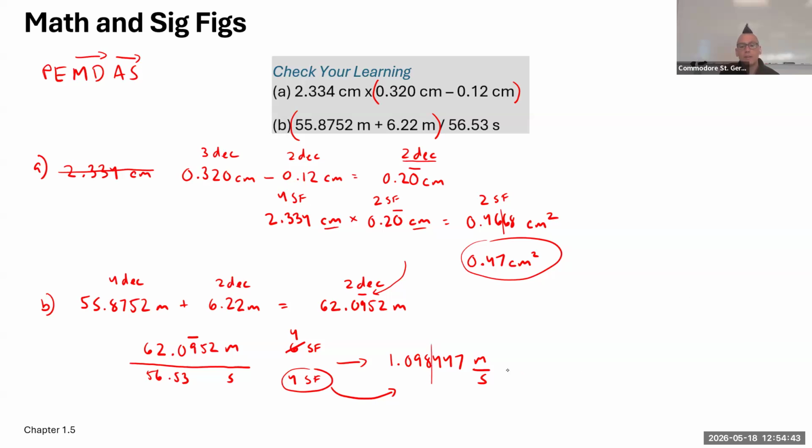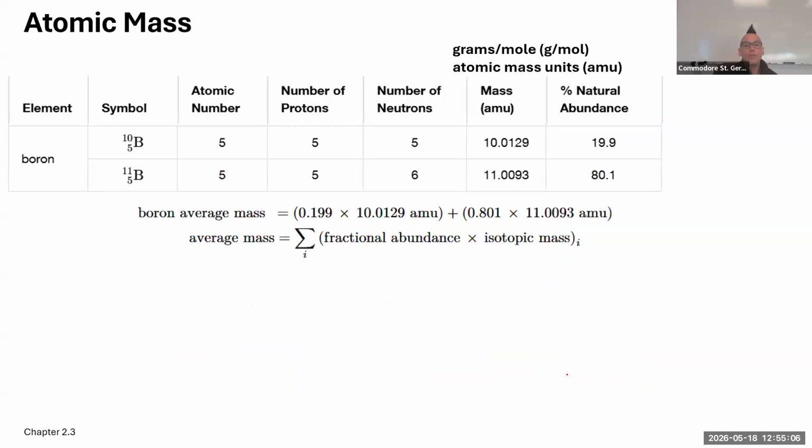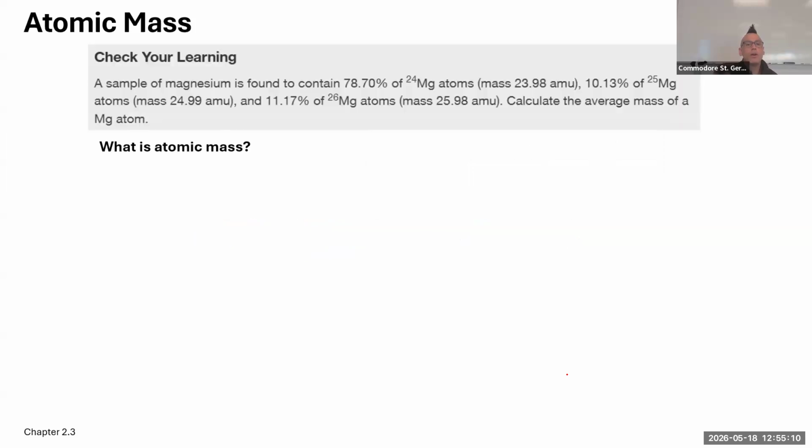And so that just comes over as 1.098 meters per second. And that's the total. That's the final answer, right? We did multiplication and division, subtraction, all in one, and these are our answers. All right, let's continue. This one we already did, so let's move over to what's called a calculation with magnesium.